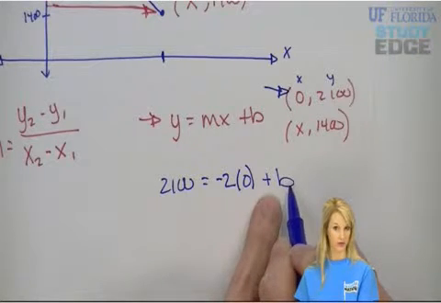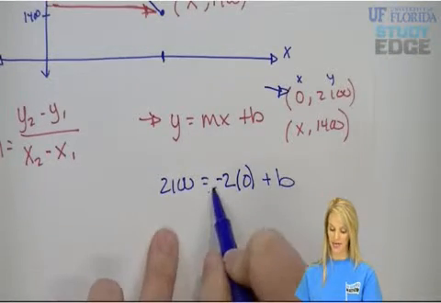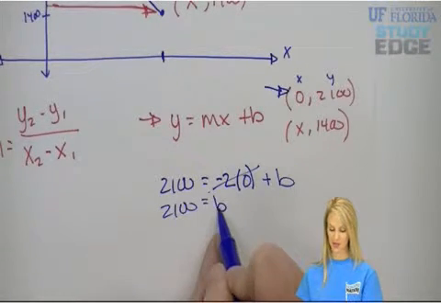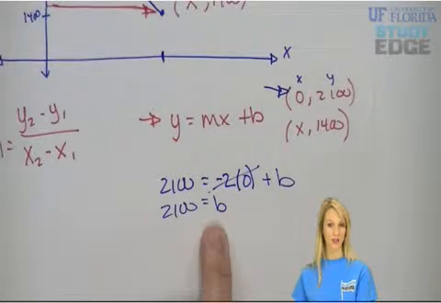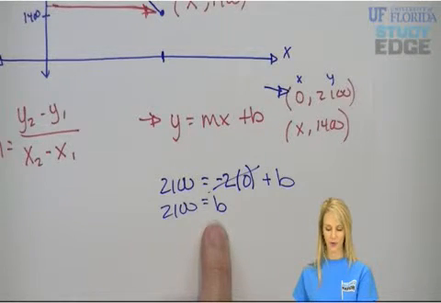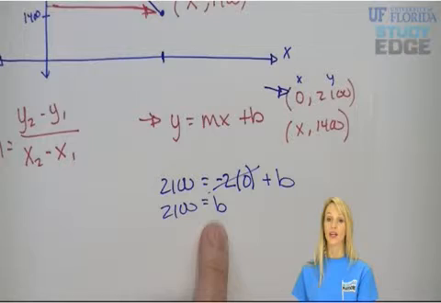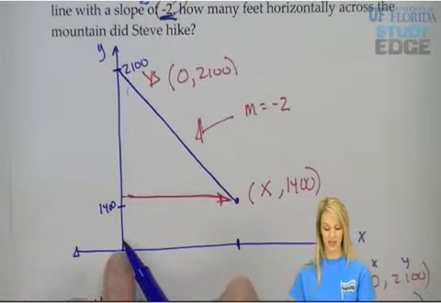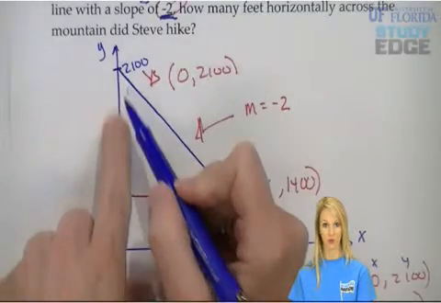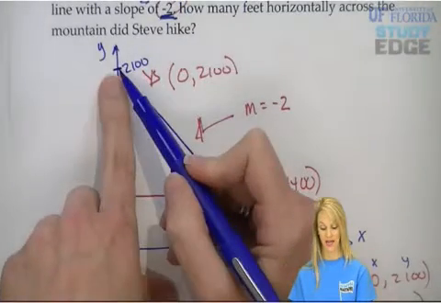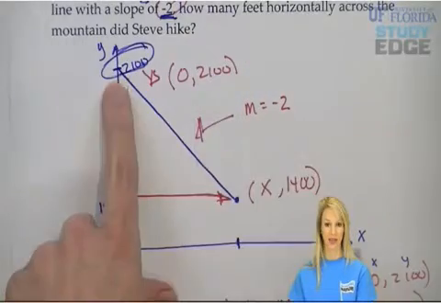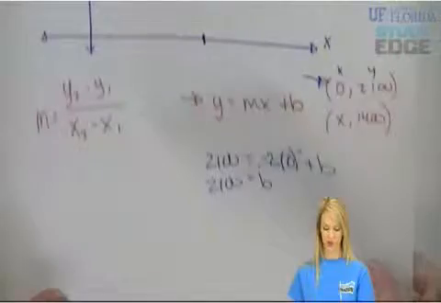Well, let's figure it out. Negative 2 times 0 is 0, so 2100 is equal to b. 2100 is our y-intercept. Now you might be thinking, we didn't need to do all that work, and you're exactly right, because remember, the point on your graph where x equals 0, where your line crosses the y-intercept, is your b. So we actually knew just from plotting this that our b would be 2100.